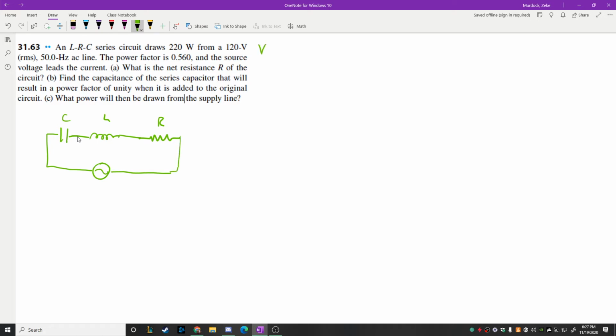So what we know in this problem is that V_RMS is equal to 120 volts. We know that it draws 220 watts. I think that's most likely the average power, because as we learned last time, the power oscillates, so any power that they give you is more likely going to be the average power that it draws. We also are given the power factor, which is equal to the cosine of what's called the phase angle, and in this case it's equal to 0.56.